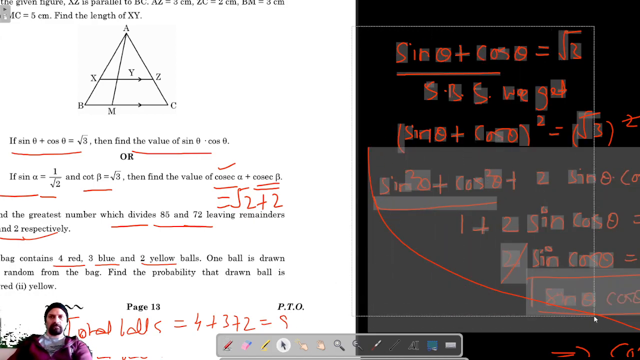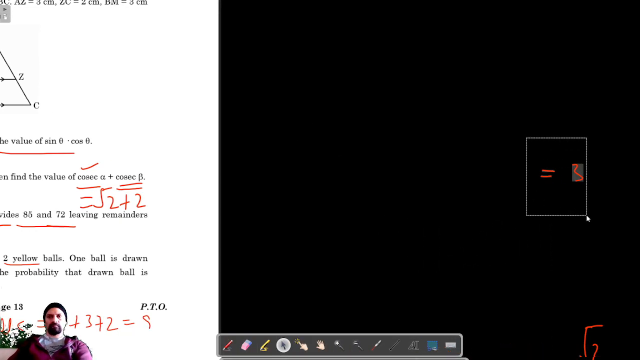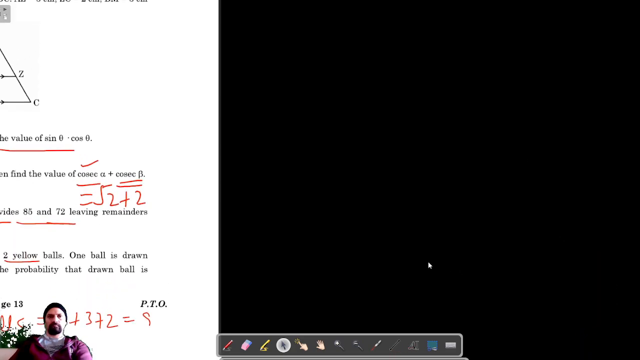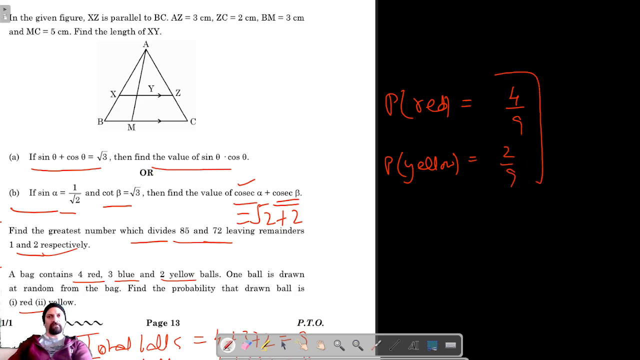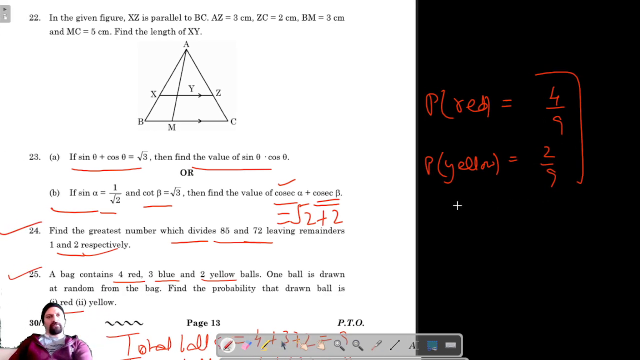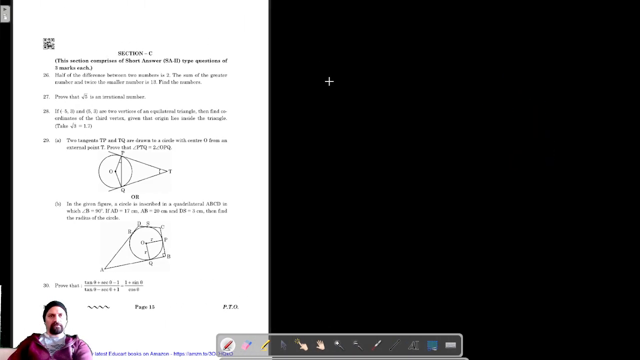Let's clear this. Okay, so we have to find the probability that the drawn ball is red. So the probability of a red ball is equal to the number of red balls, which is 4, over the total balls, which is 9, so this is 4 by 9. And we have to find the probability of yellow, so yellow balls are 2 and total balls are 9, so this is the required probability. Let's move on to the next page. Okay, the next page is section C.